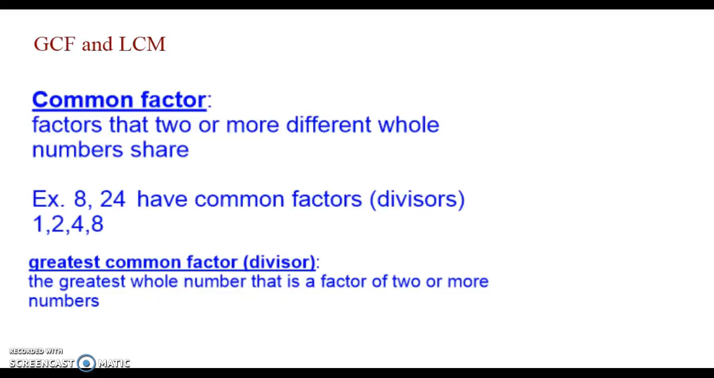Okay, so today we're going to be talking about factors, multiples, greatest common factors, and least common multiples. First off, we're going to go over what a common factor is. A common factor is a factor that two or more different whole numbers share.